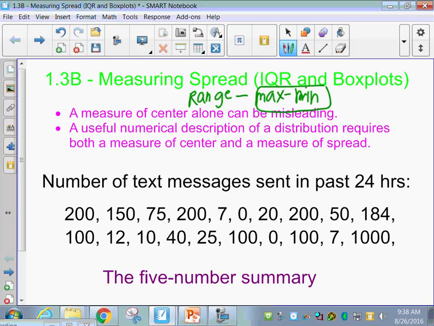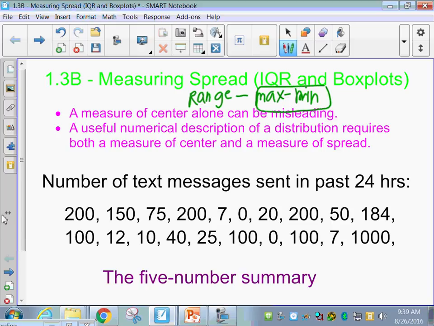We talked about yesterday the mean and the median, and what was a resistant measure? Is the median resistant or is the mean resistant? Median, good. So is the range resistant to outliers? No, it's definitely going to make a difference. If you add a really high number in there, that is going to change your range pretty drastically, right? So the measure of center alone can be misleading. We also want to talk about the measure of spread when we're describing a distribution.